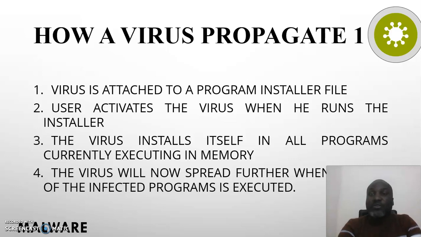Now, the virus will install itself in all programs currently running in the memory. So for as long as you have got programs running in the memory, the moment you execute that virus, then all those programs will be executed also. After that is done, the virus will now spread further whenever any of the infected programs have been executed. That is the first way in which virus will propagate.